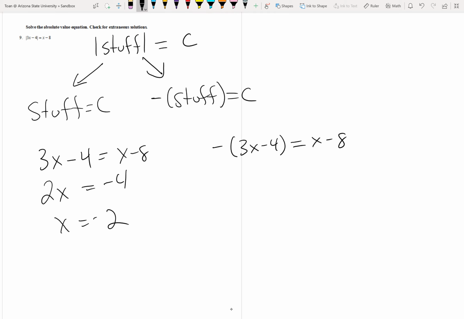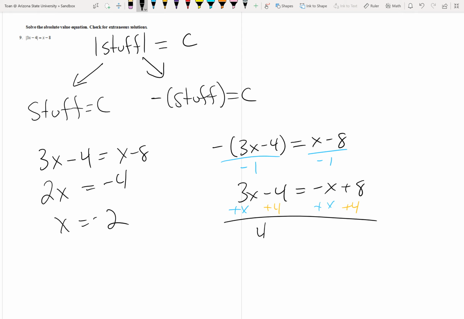I guess I should probably write it. In this instance here, some people can distribute the negative. I like to divide out the negative 1. It's completely up to you. And I know when I divide out a negative 1, all it does is it flips all the signs on the right hand side. So that's a negative x plus 8. And then again, I'm going to do two steps. I'm going to add the x, and then I'm going to add the 4.